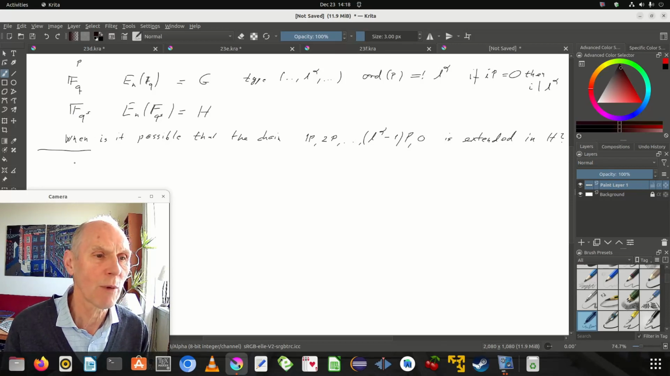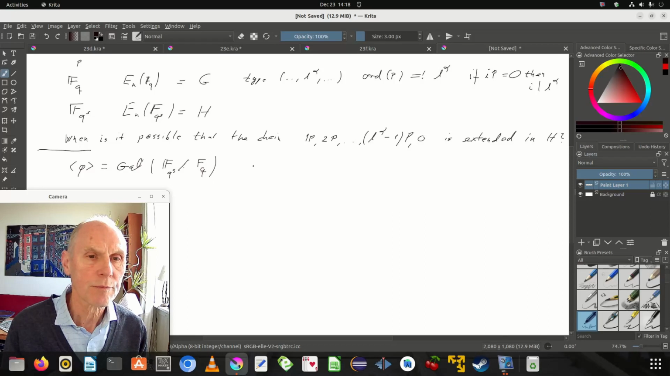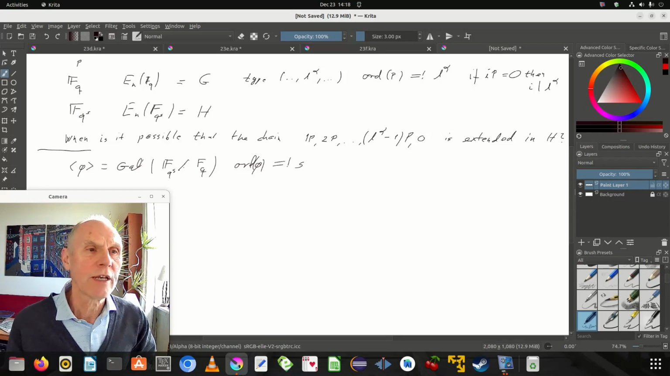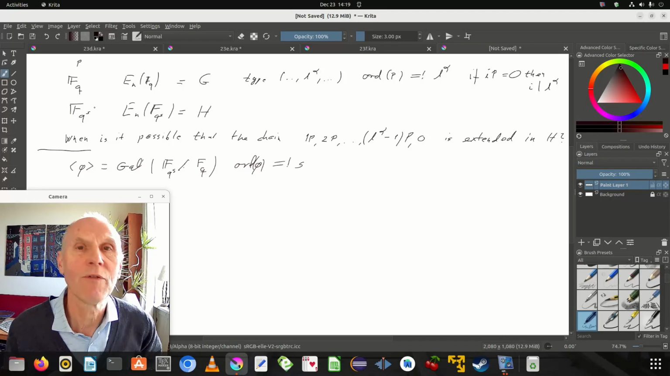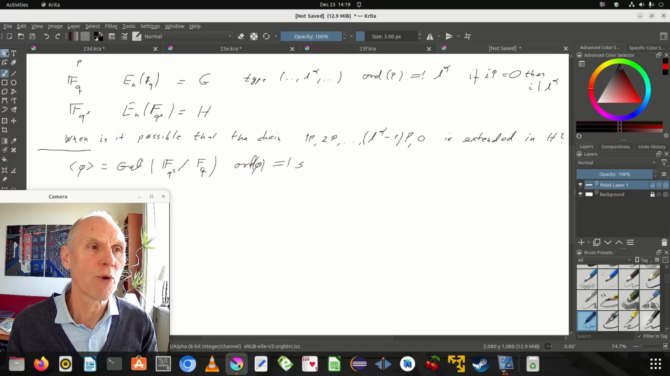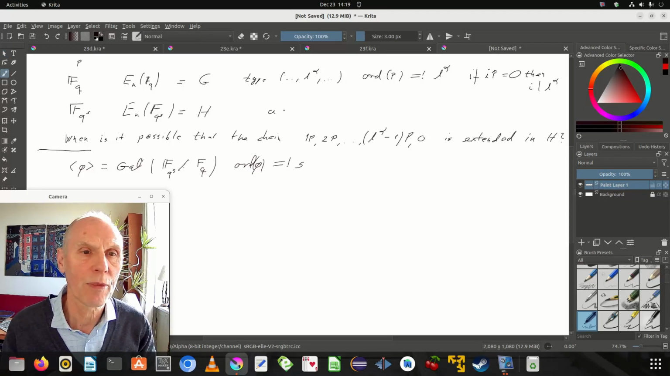So let's have a generator of the Galois group. Phi. And of course that means that the order of phi is exactly S, and we may extend it in part by, if you have a large extension, you can make a prime factorization of S and then extend piecewise. So we may assume S is a prime.